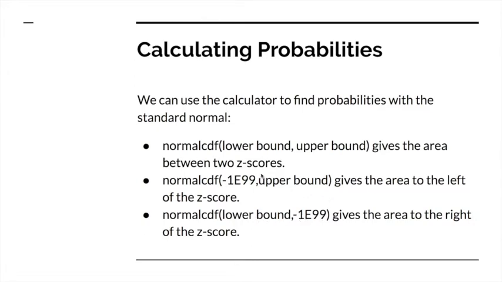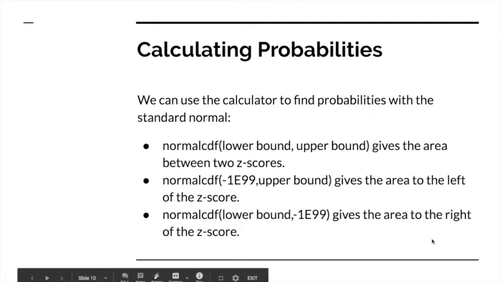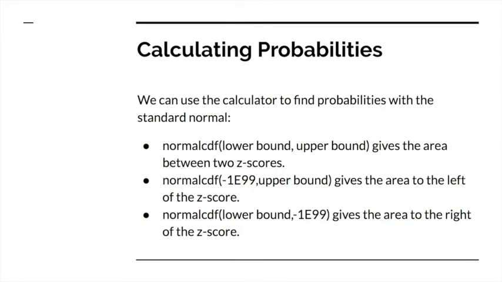Because similarly to over here, what we want to tell the calculator is go from our lower bound to positive infinity, but we still don't have an infinity button. So 1 times 10 to the 99th gives us a big number that's close enough to infinity to give us a good answer. So that's how you find probability using normal CDF in your calculator.